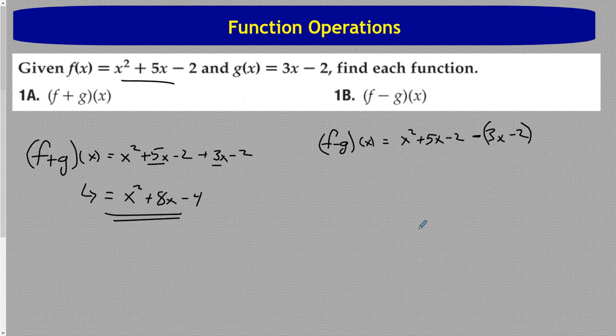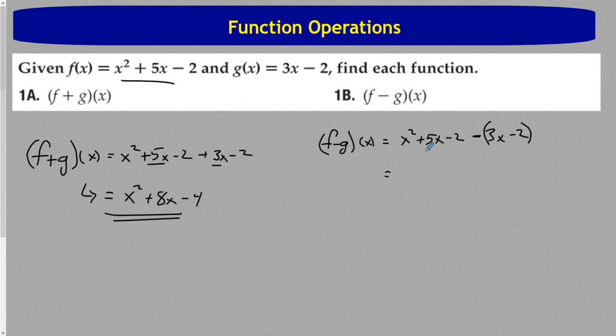So we have to have parentheses. It may not seem like it matters, but when you think about it, I have to subtract a 3x and I have to subtract a negative 2. I have to subtract a negative number, which means I'm actually going to add that 2. So it's very important that we have those parentheses.